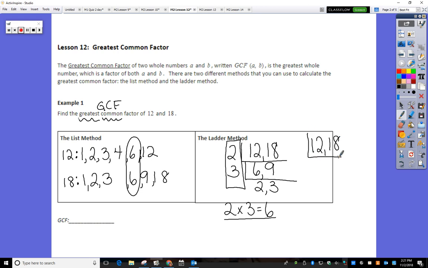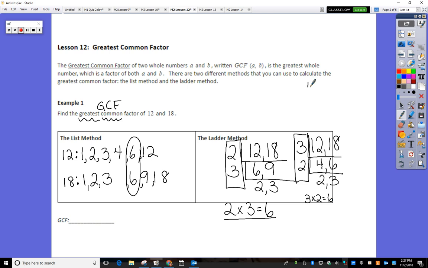So let's say I said, oh, 12 and 18 can both be divided by 3. Put the 3 out here. 3 goes into 12 4 times. 3 goes into 18 6 times. 4 and 6 can both be divided by 2. 2 goes into 4 twice. 2 goes into 6 3 times. 2 and 3 don't have a common factor besides 1. So take the numbers down the side and multiply them together.